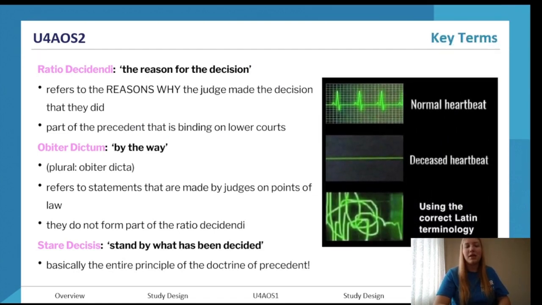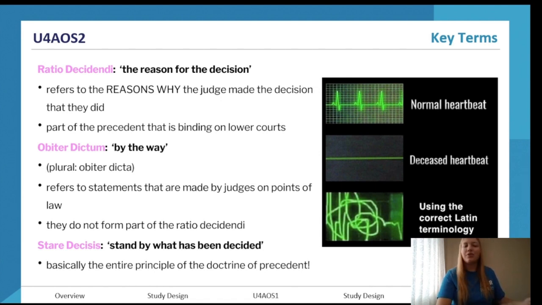So what are some key terms? We need to know about ratio decidendi. This is the Latin term meaning the reason for the decision. It refers to the reasons why the judge made a certain decision in a case, and it is the binding precedent. So all the lower courts will have to follow the reason for the decision, meaning they will have to impose the same decision and refer to the reasons for why that was the decision in future cases. Only courts on the same level of the hierarchy or higher than that court will be able to change this.